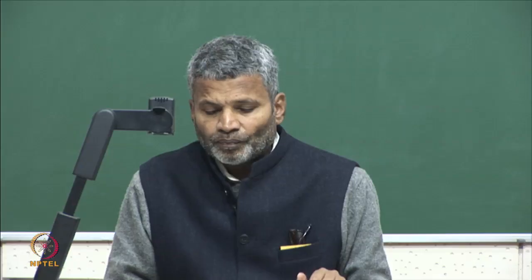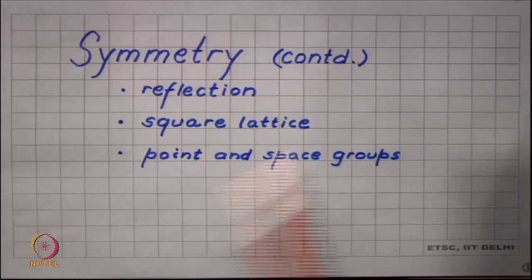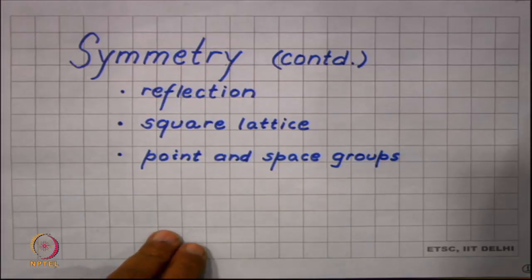In the last lecture, we started our discussion on symmetry. We discussed the translational symmetry, which is the essential symmetry for any lattice, and we also discussed rotational symmetry. We continue our journey of discussing symmetry in this video with discussion of reflection, which is one of the point symmetries, and then we will go on to discuss in detail the symmetries of a square lattice. And finally, we will define concepts like point and space group, which will be helpful in our classification of Bravais lattices.